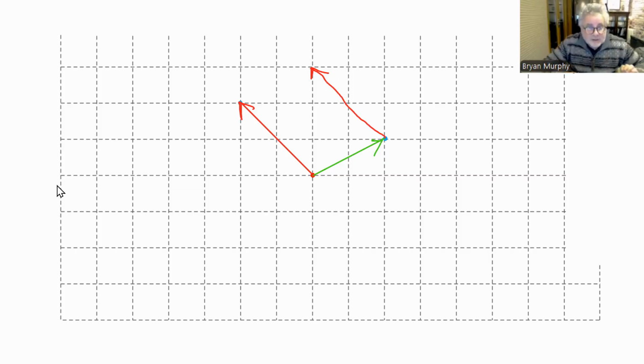Now, the resultant of those two is that, starting at the beginning and going to the end. That is the resultant vector. Could be the resultant force, resultant displacement, resultant velocity, resultant acceleration. It could be any resultant vector, not just forces. Okay, now here's the beauty.